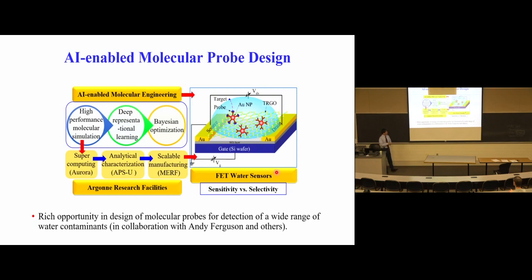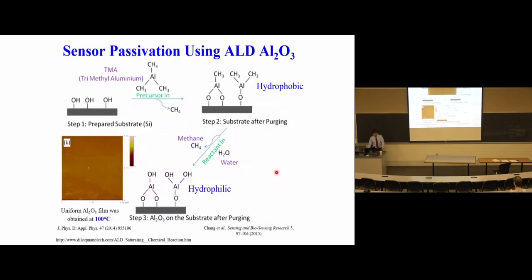The APS, Advanced Photon Source, is used to characterize the interaction between the analyte and the functional probes. And for the successful synthesis of the probes, we can also leverage Argonne's MERF, Materials Engineering Research Facility, to scale up the manufacturing of those molecules. So those are some of the ongoing activities.